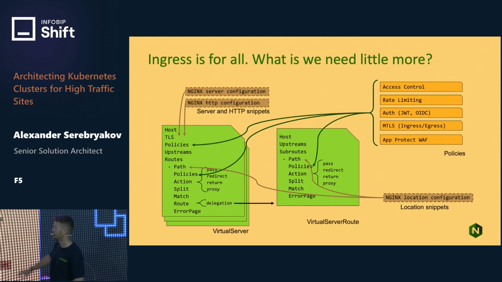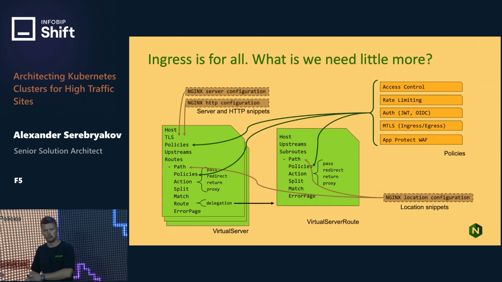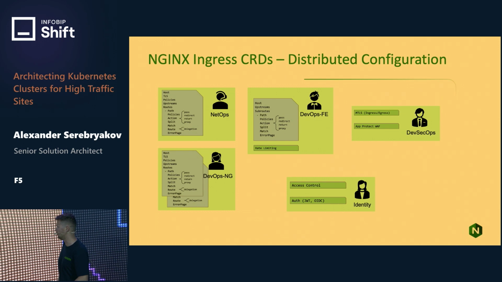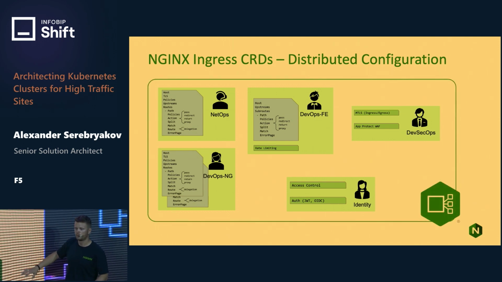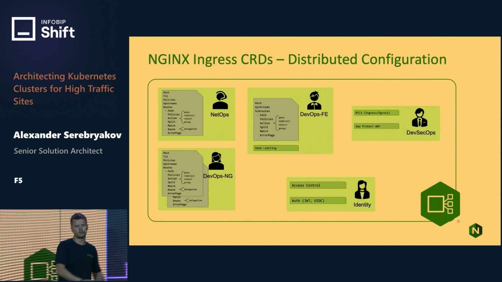You can have either the native API or the snippets of the Nginx configuration that you're moving from the standalone deployment to the right one. What is the point of that? The point of it is that we can split the roles.